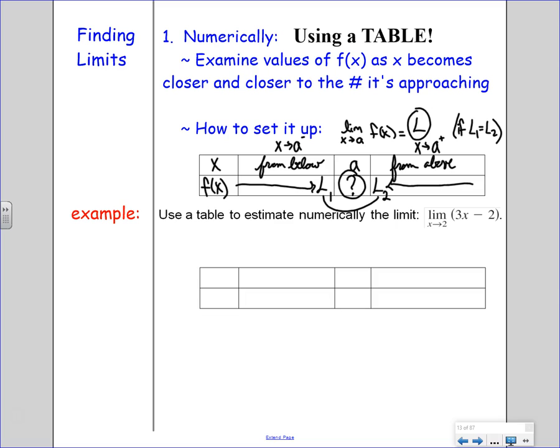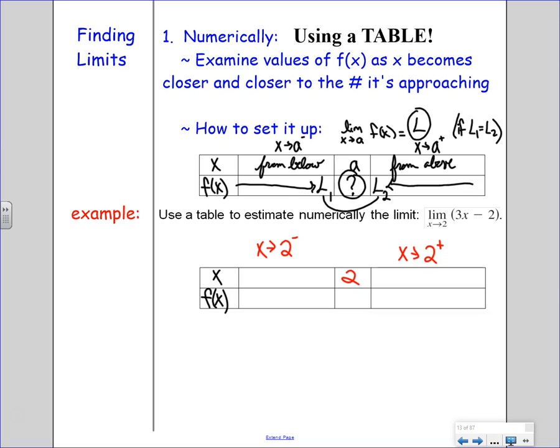So let's take this example and try to make a table that uses these ideas for this specific example. First of all, we have our x and we have our f of x. Second of all, what's going to go in the a spot in the middle of our table? Because it's x approaching a, or 2. So I'm going to have x come towards 2 from numbers a little bit below, and I'm going to have x come towards 2 from numbers a little bit above. Just notation.